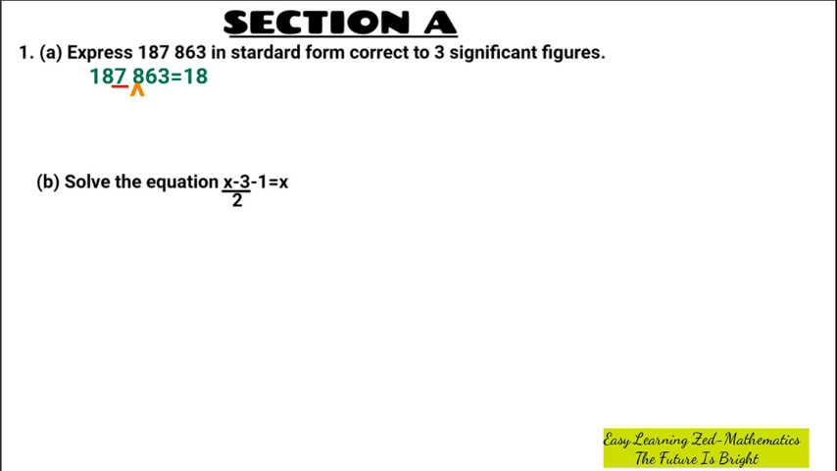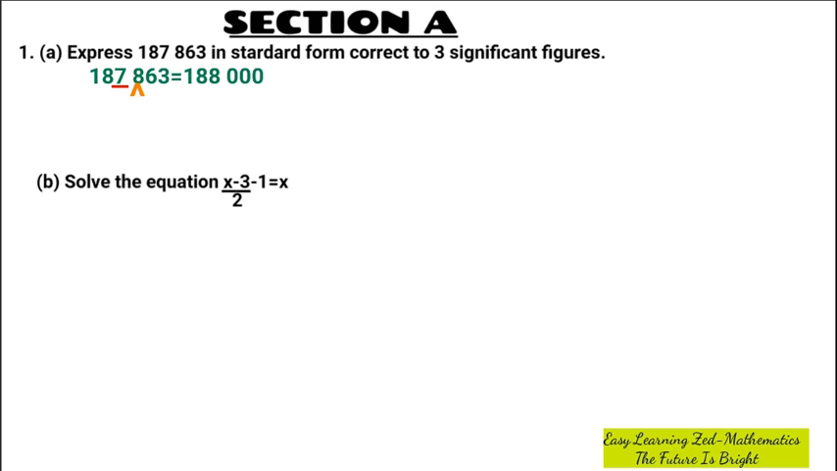Once we've done that, then we're going to ask ourselves, is 8 greater than 5, or equal to 5, or less than 5? We know that 8 is greater than 5. That means we're going to add 1 to 7. So when you add 1 to 7, we're going to have 8. So we're going to write 8 there. Now what happens to the place values where 8, 6, and 3 are? There we're going to put zeros on those place values. So we're going to have 3 zeros, which means when we round off 187,863 to 3 significant figures, we're going to have 188,000.